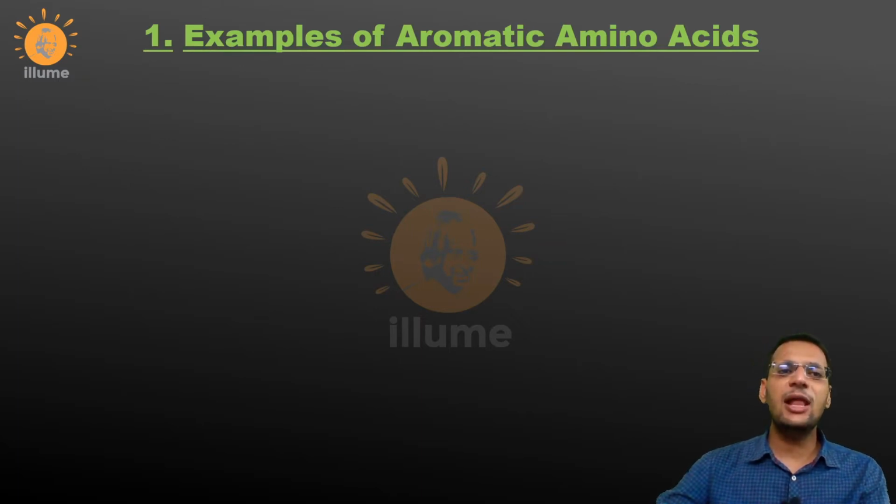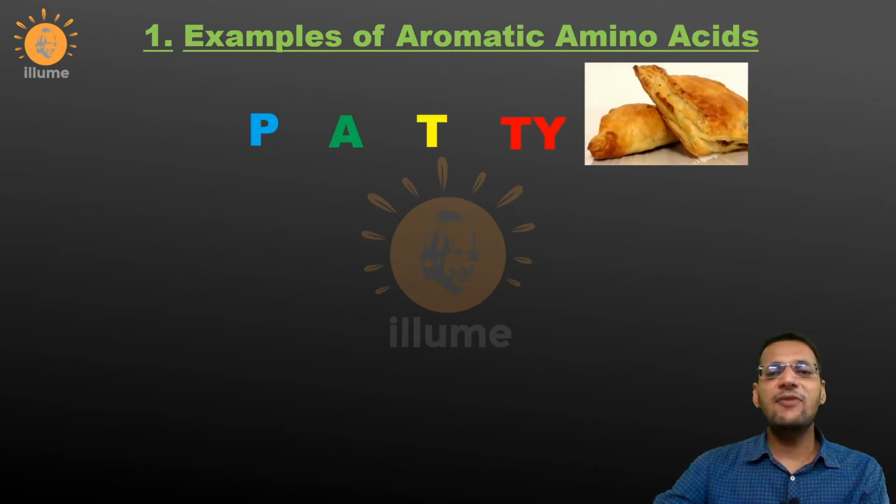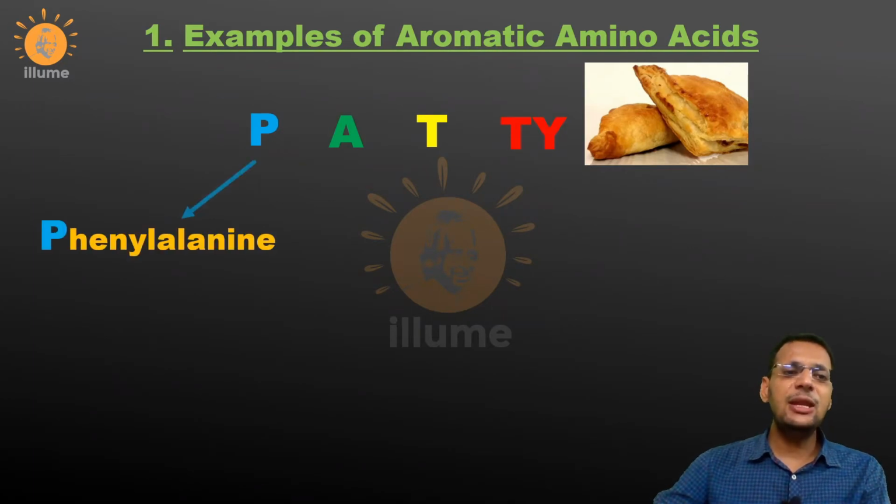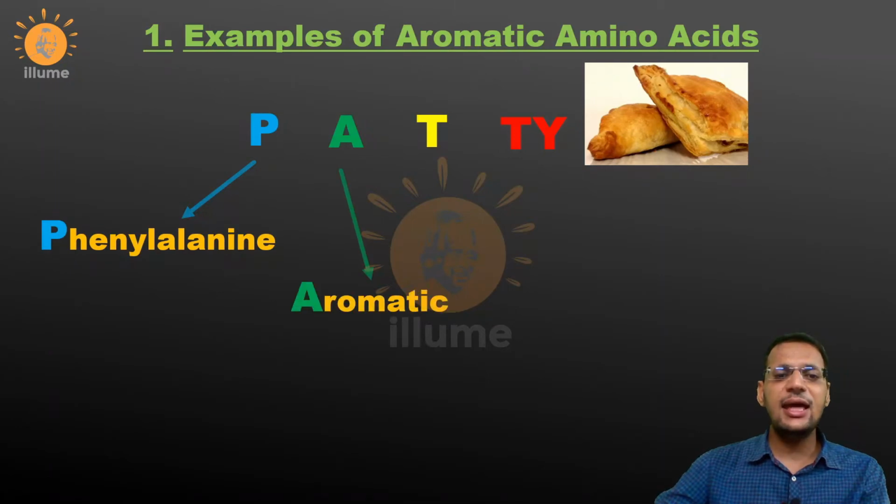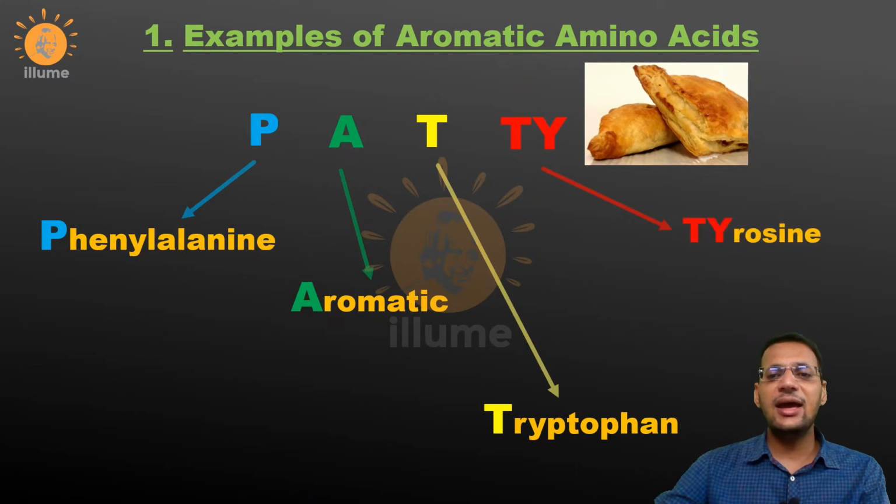The first mnemonic would help us remember the examples of aromatic amino acids. Now what are aromatic amino acids? These are the amino acids with a benzene-like ring structure. The mnemonic to remember the examples is PATTY. Patty you must all be knowing. It's a dish, a food that we eat, called patty. Now P represents phenylalanine, A represents aromatic amino acids, T is tryptophan, and TY is tyrosine.